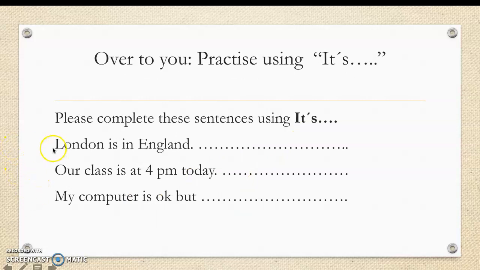Please complete these sentences using its. So London is in England. I want you to complete it using it. So you could say London is in England, but I don't want you to repeat the word London here. Make another sentence. Our class is at 4 p.m. today. Our class is the subject. I want you to tell me something about the class. And my computer is okay, but, and I want you to say something about it using it. There are many different possibilities, and I will give you a couple of possibilities. Pause the video now, and then I will give you some answers.